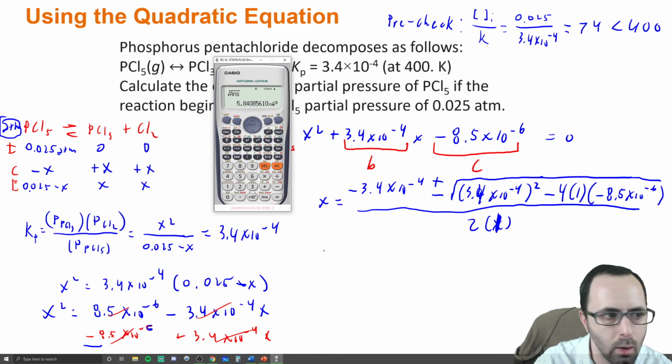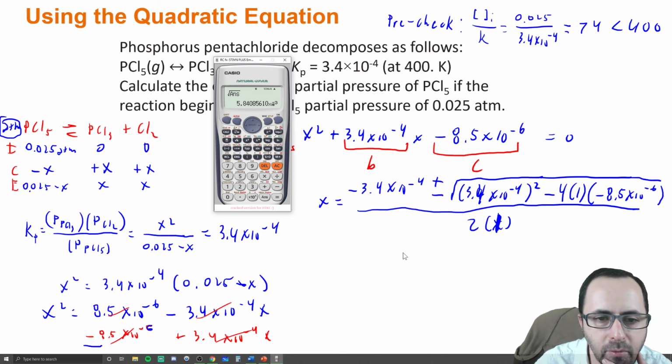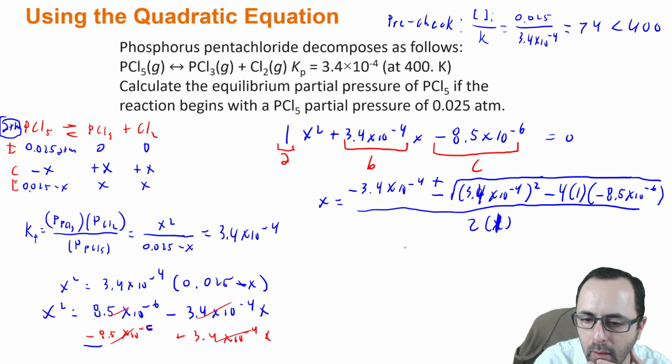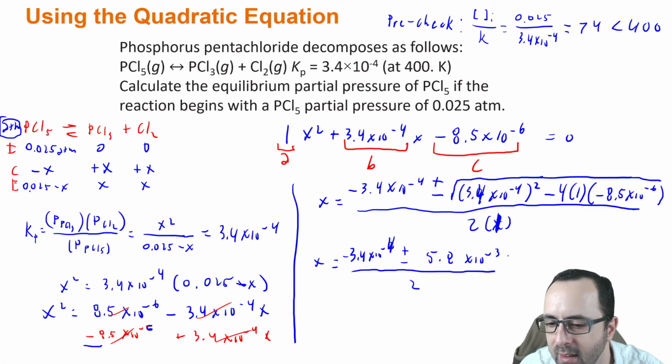Okay, and so now we can write down what we've got. It's 5.8 times 10 to the minus 3. So we got plus or minus 5.8 times 10 to the minus 3. So x equals negative 3.4 times 10 to the minus 4, and that's over 2.